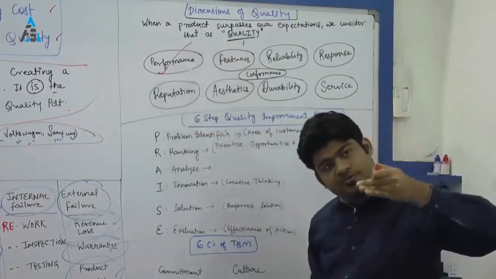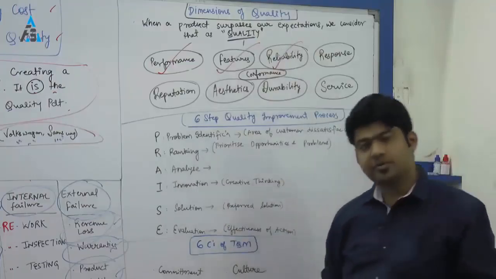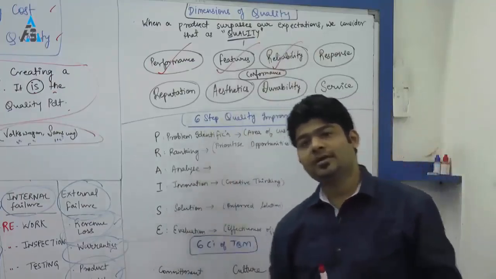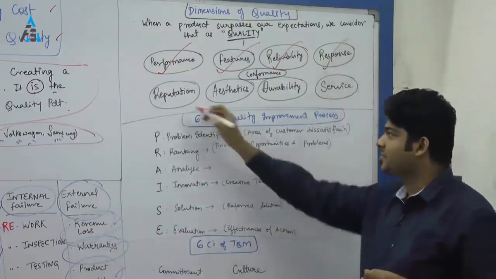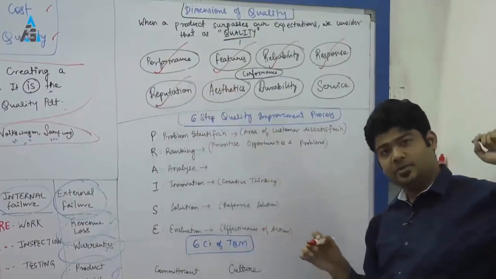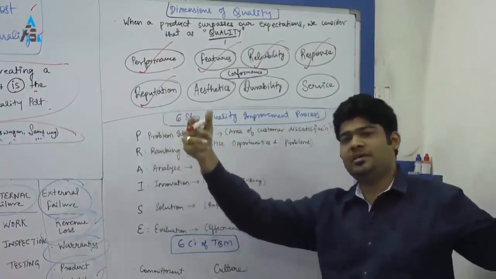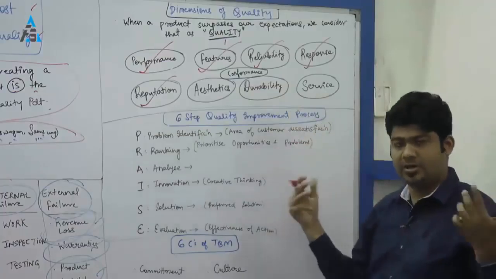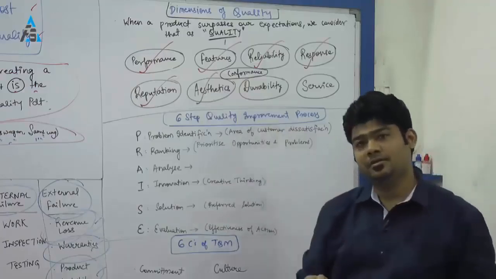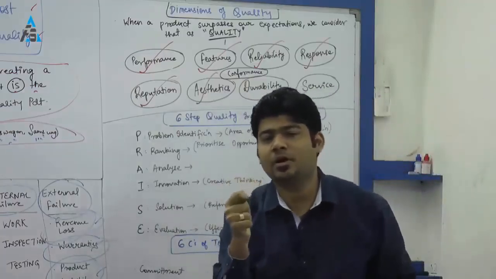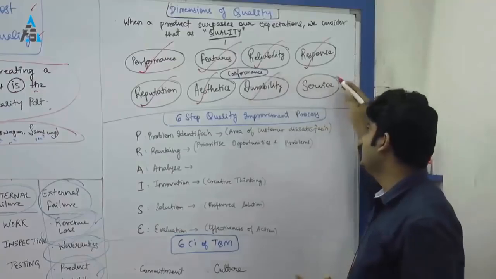What are the features of that mobile phone? Features. What is the reliability? Whether it will be working for 3 years, 5 years, 6 years, how far can the product sustain itself? Response, what has been the response of that mobile phone? Reputation of that company. So say Apple has its own reputation vis-a-vis say Carbon will have its own reputation, Micromax will have its own reputation, and accordingly people will perceive the quality. Aesthetics, the build, the feel, the hardcoreness of that product is what the aesthetics is all about. Durability, how durable it is.